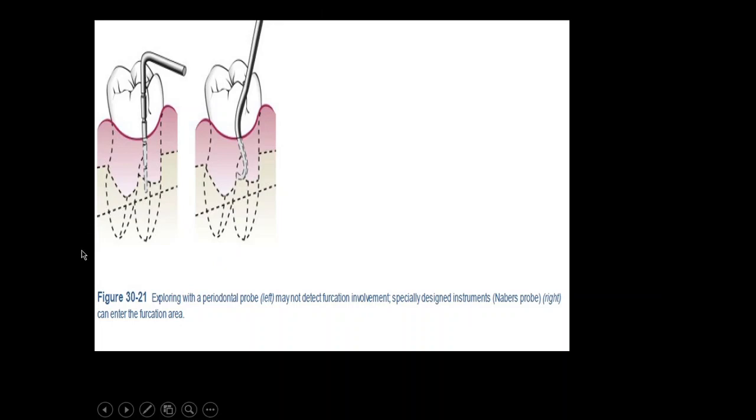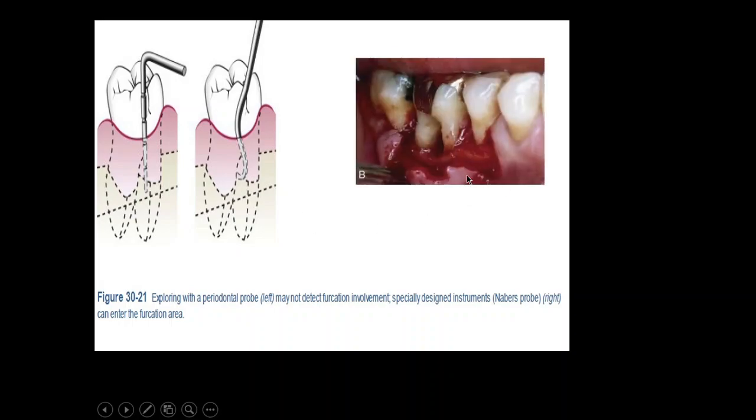This is exploring the furcation by the periodontal probe and the Napier probe. You know the Napier probe? The Napier probe is a probe for the furcation.